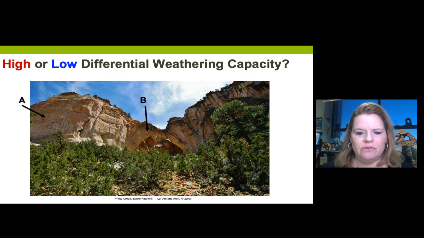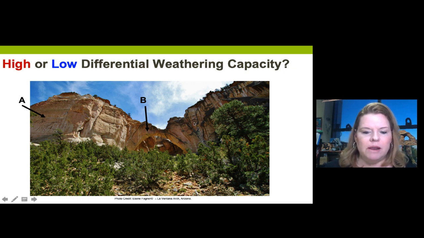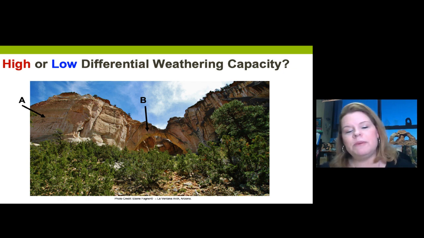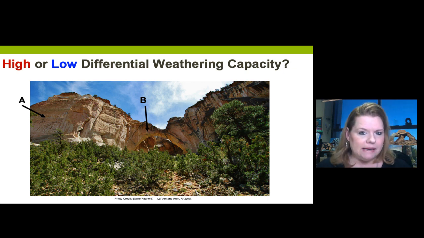So this is a very important place. This is the Zuni sandstone, by the way. And you can see this stuff hasn't weathered out to make an arch, but this has. So something's different here. Which one has the higher differential weathering capacity, meaning it's weathered more quickly and is prone to be so? Would it be A or would it be B?